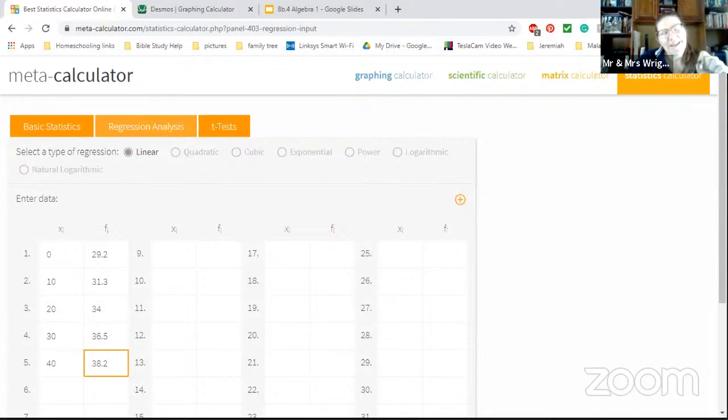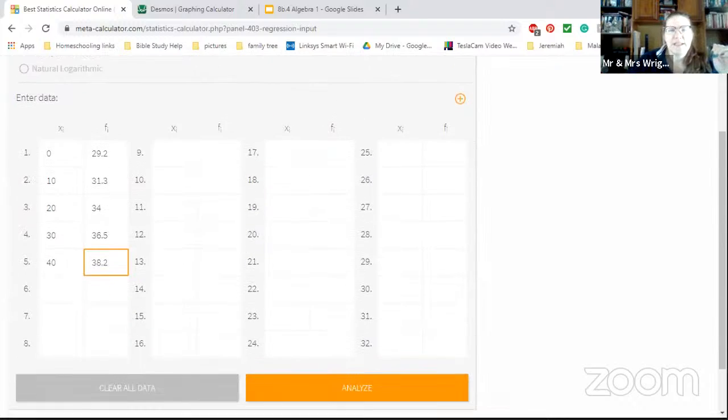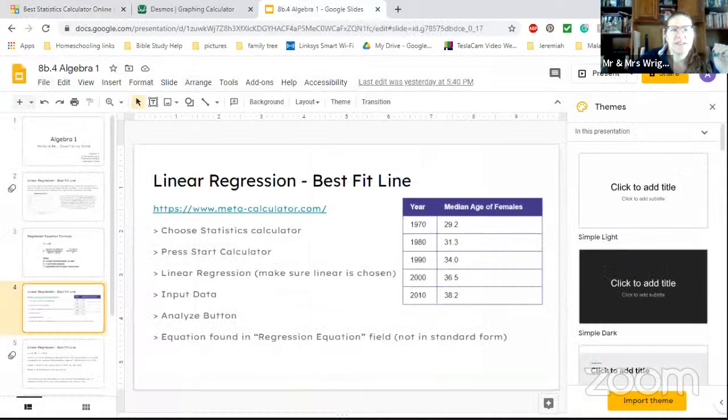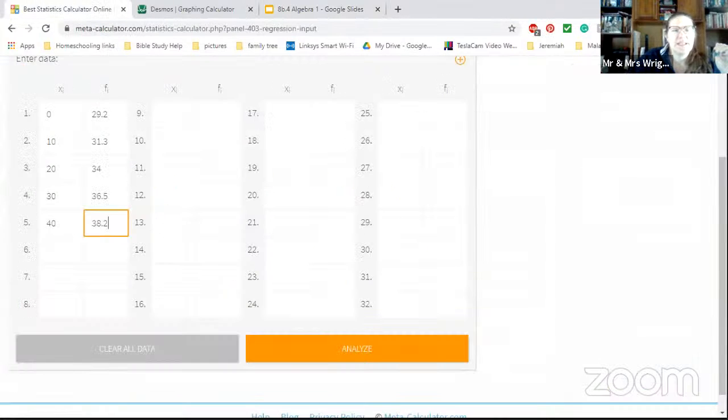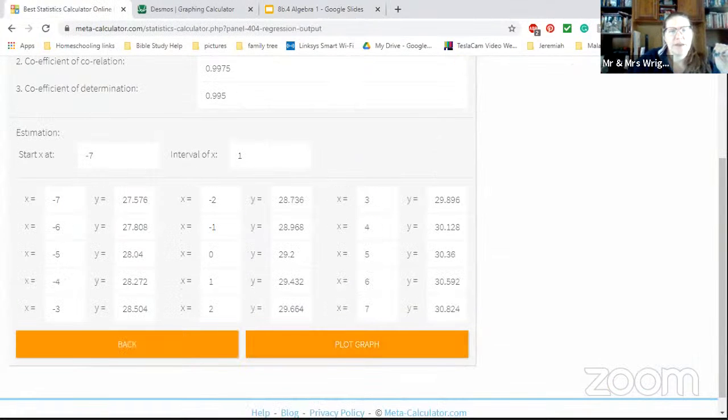And so that's why you see the F here and not a Y, because it has to be a function, right? So F of X. And so the F values are going to be what we have for our A's or our Y's, our output values, as it were. So we filled those in. Now, once you've filled in the data, let's see what it says here. Input data, analyze button. So we're going to push this analyze button right down here at the bottom.